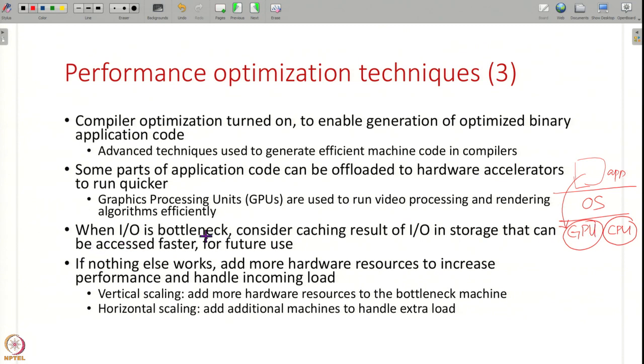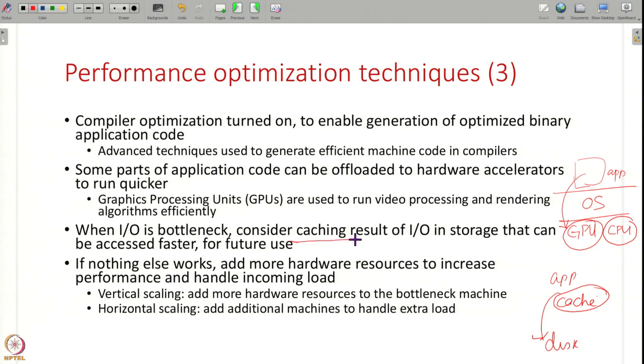Similarly, when IO is the bottleneck, suppose the application is doing a lot of IO to and from disk, and this is the bottleneck. Then what you can do is you can maybe use a cache, like the disk buffer cache. You can store the results of IO somewhere so that they can be accessed faster instead of going to the disk, right. So, caching is one important technique that you can use.